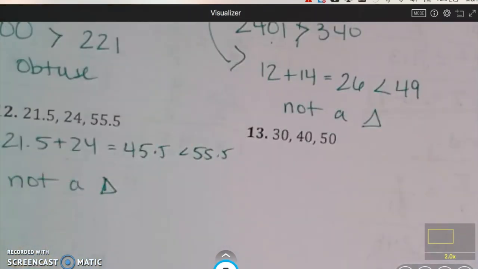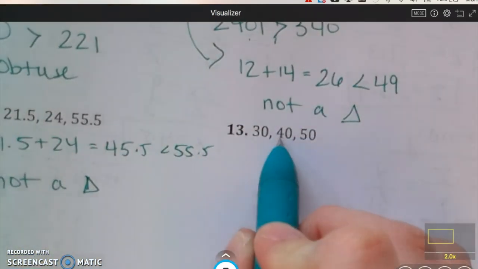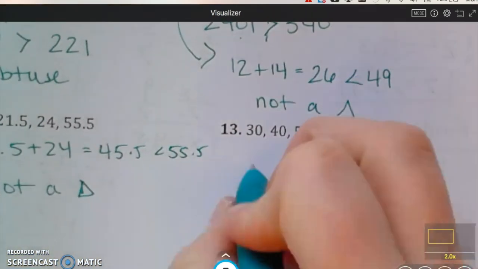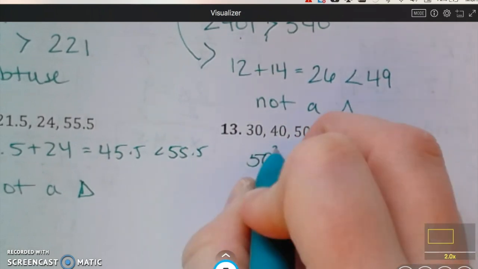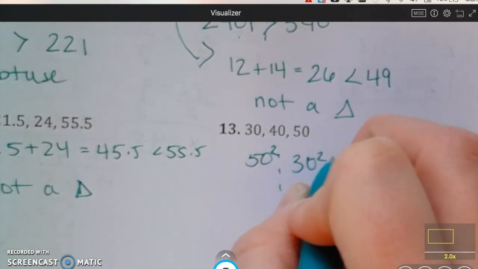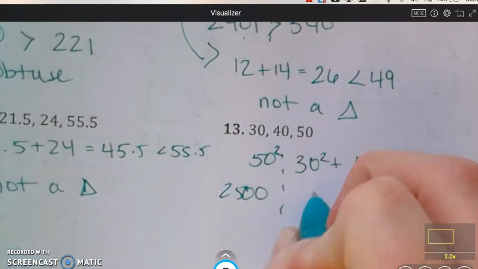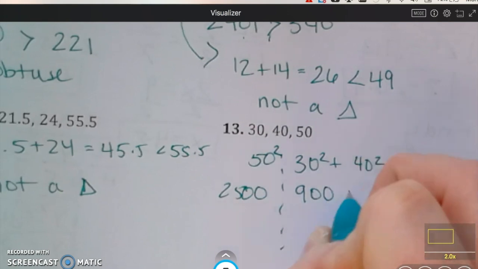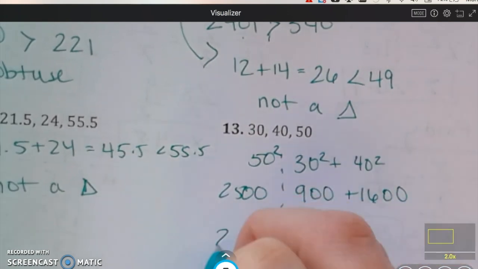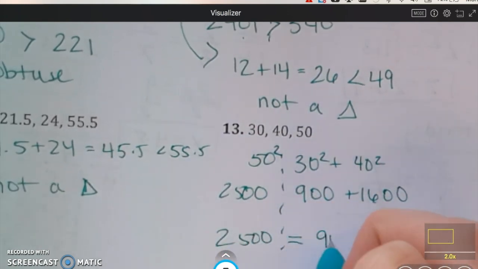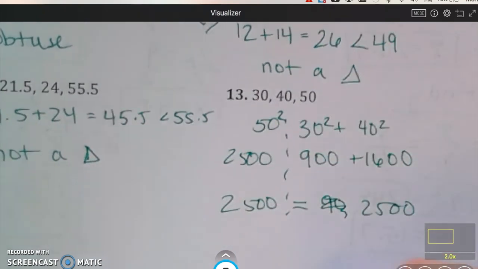Number 13. 30 and 40 gives me 70. That's larger than 50. So let's do the math. 50 squared is 2,500. This is 900 plus 1,600. Since these are equal, I have a right triangle.